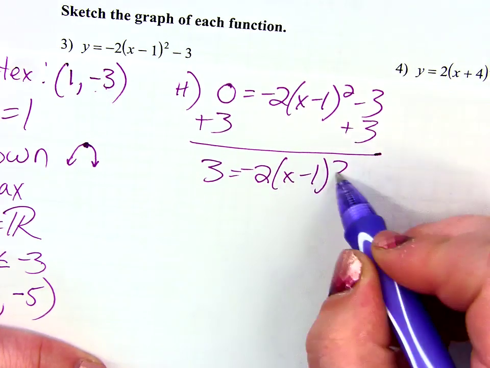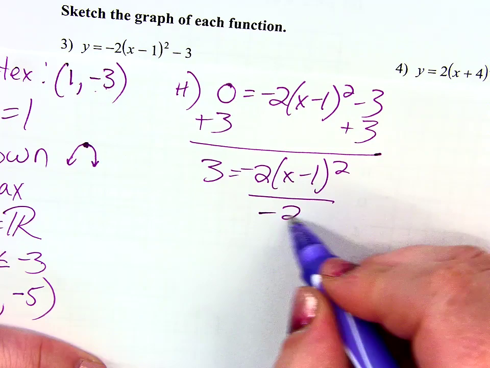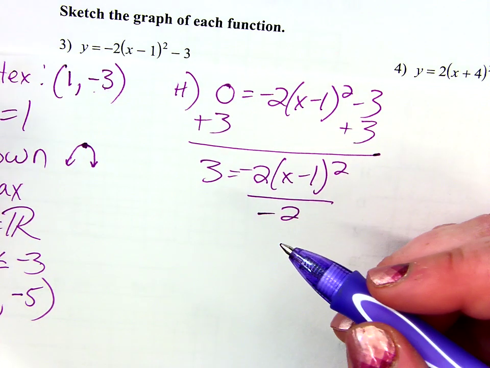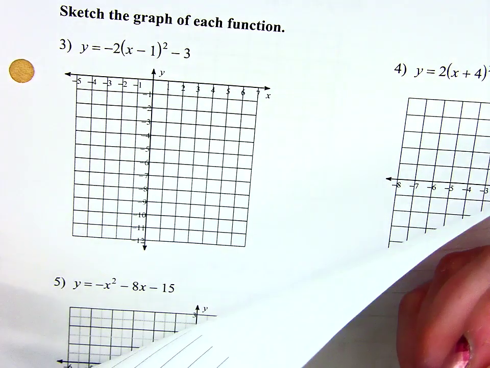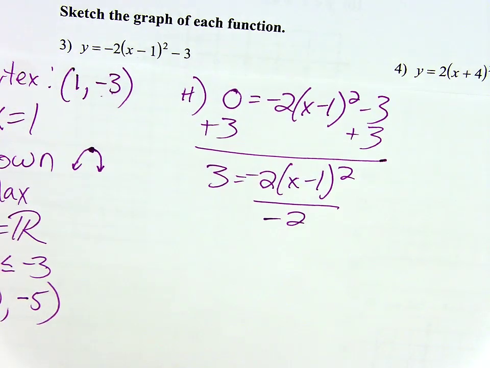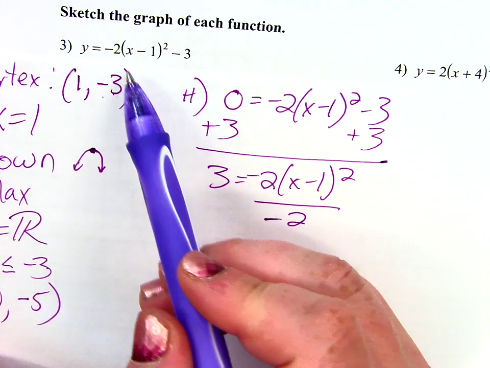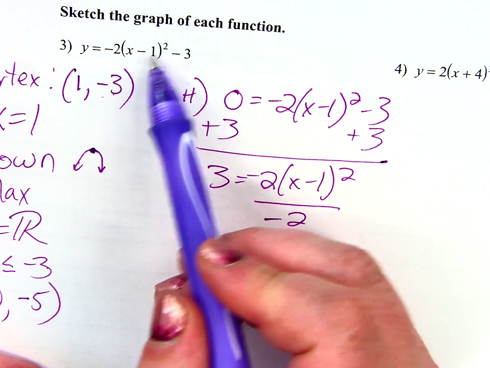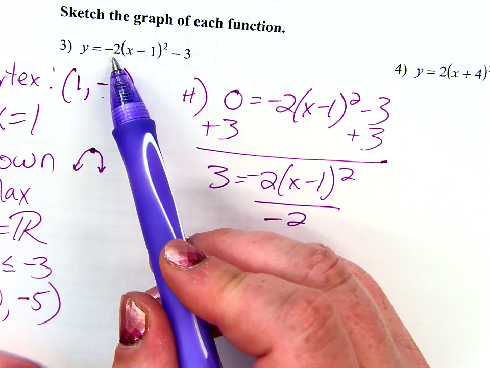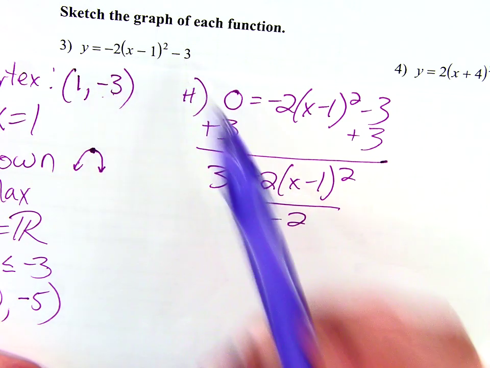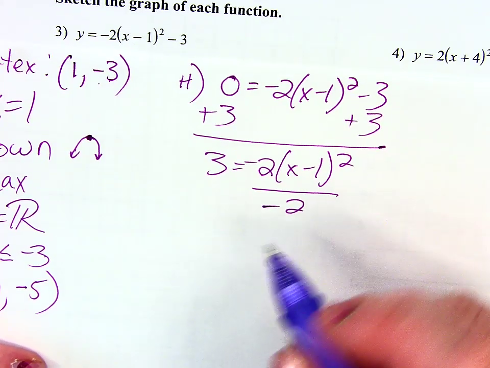Wait, why does G say 0, -5? Because that's what you get for the y-intercept. Did you plug in 0 for x? So 0 minus 1 is negative 1. Square, you get positive 1. Times negative 2 is negative 2, right? What's negative 2 minus 3? Yep.